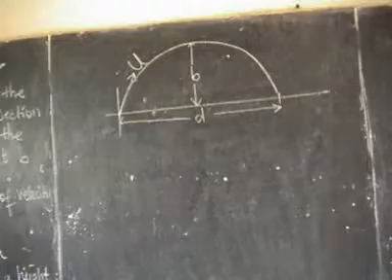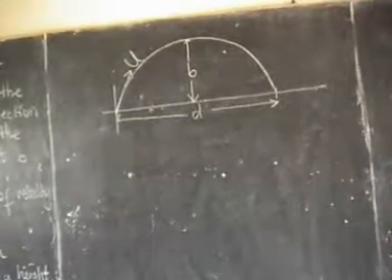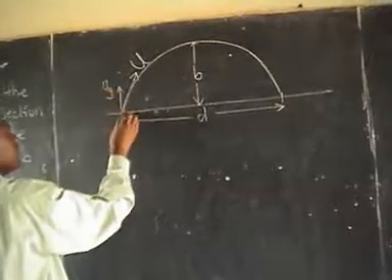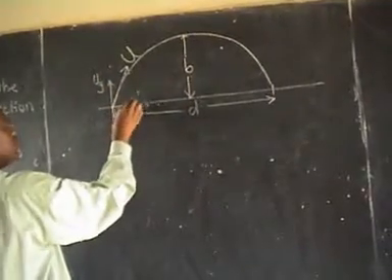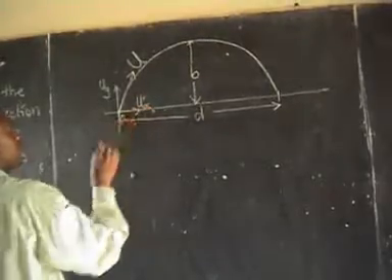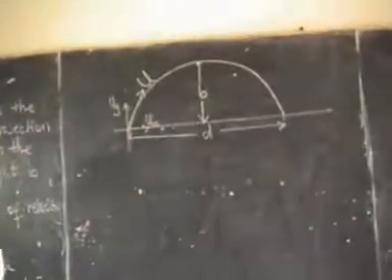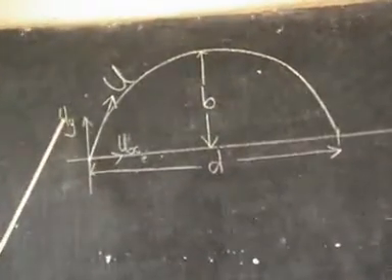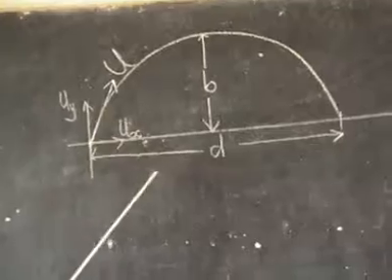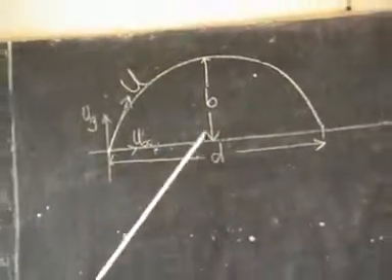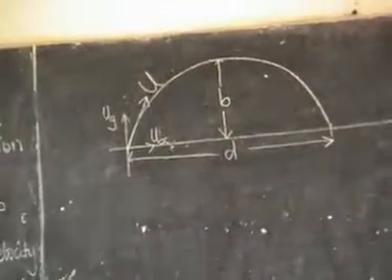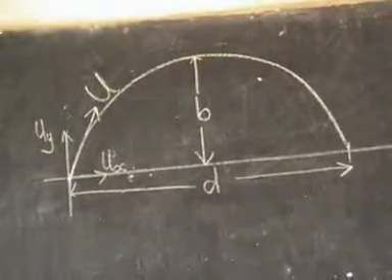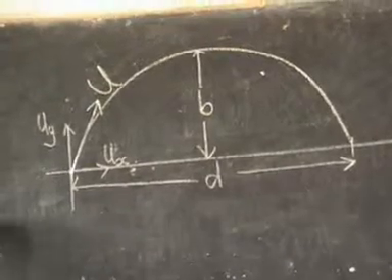Part Roman 1, the horizontal and vertical components. So we are going to let the vertical component be represented by Uy, and let the horizontal component be represented by Ux. We now have the task of finding the values of Uy and Ux in terms of the given values D and B. So we are going to consider the vertical motion.